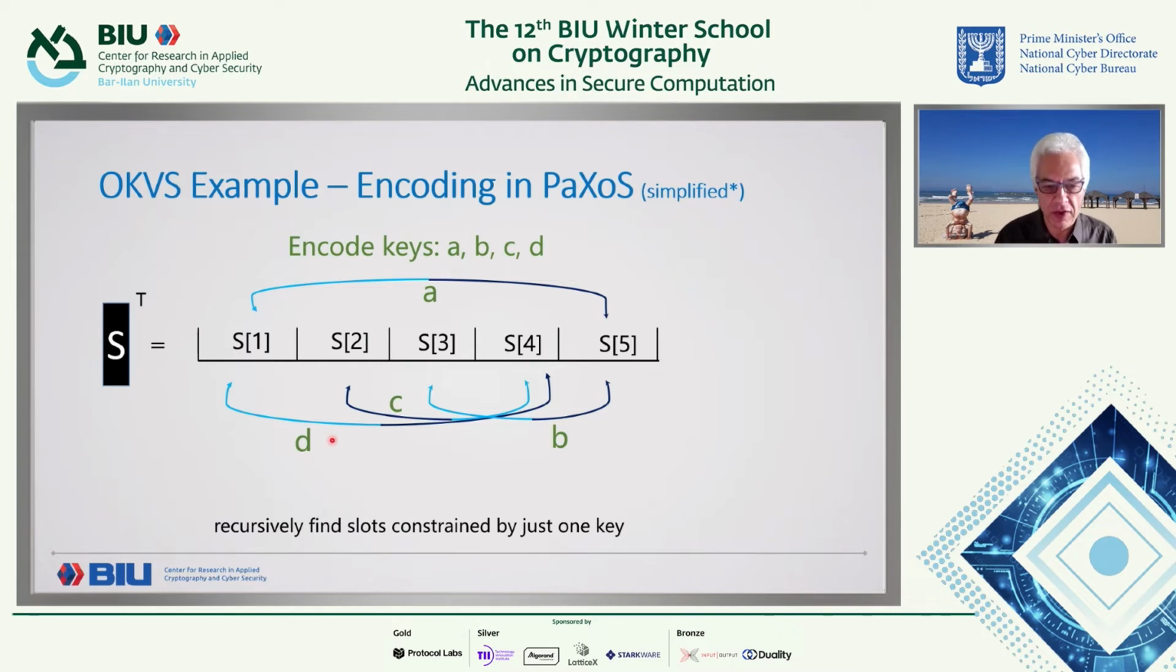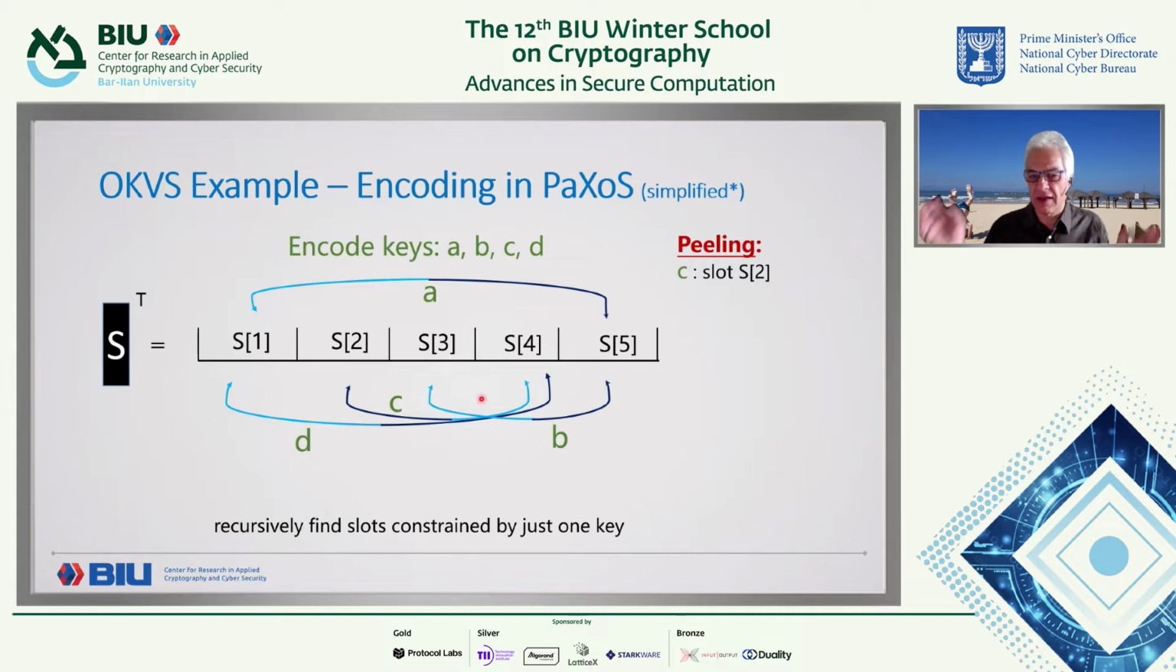So what we do, we recursively find slots which are constrained by just one key. Each key is an edge, and it constrains these 2 values to have an XOR equal to the value of A. Now, suppose we look at C and we say, okay, this node has only one edge going into it. So there's only one constraint on it: the value of S2 XOR the value of S4 should satisfy the value of C. So basically, we don't care about this constraint anymore.